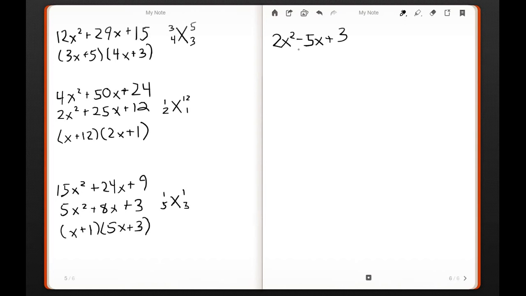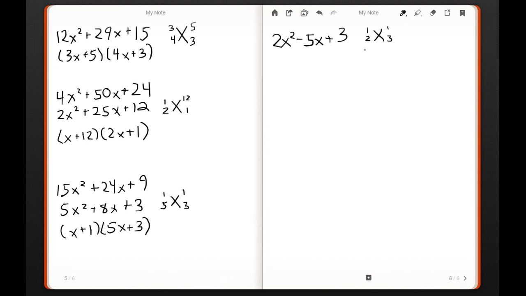So this is actually the same problem that we started with in part 1, except now there's a negative 5 in front of the x instead of a positive 5. But we actually approach this problem the same way. We say, what are the factors of 2? They're going to be 1 and 2. We draw the x. What are the factors of 3? They're going to be 1 and 3. Now we multiply across. 1 times 3 is 3. 1 times 2 is 2. And 3 plus 2 is 5.